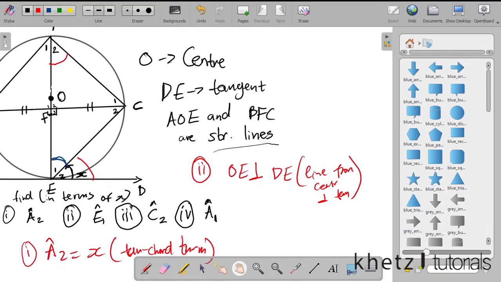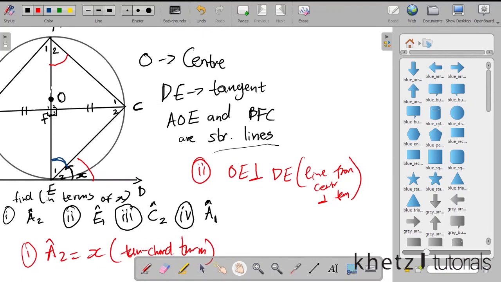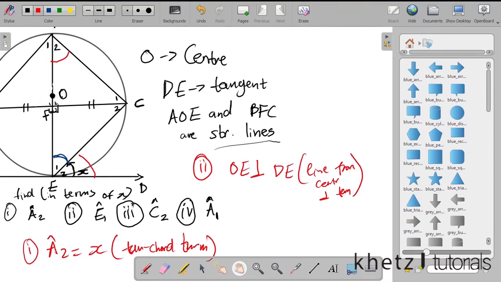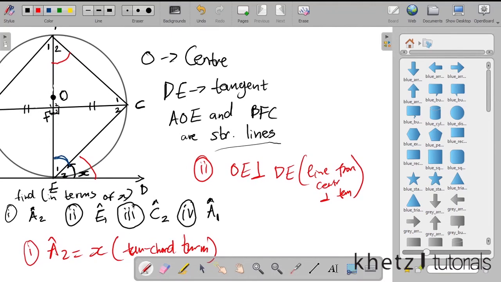If you have a line, a radius, or a diameter which moves from the center to a tangent, it should be perpendicular to the tangent, which means that you basically have 90 degrees on both sides. So you have 90 degrees over there and 90 degrees over there, which means that the value of your E1 should be equal to 90 degrees subtract X, right? So that is your reason.